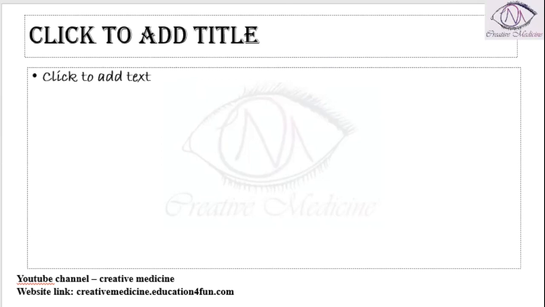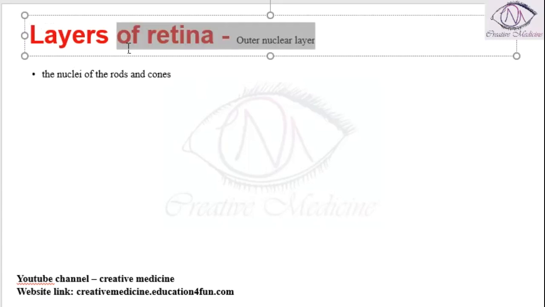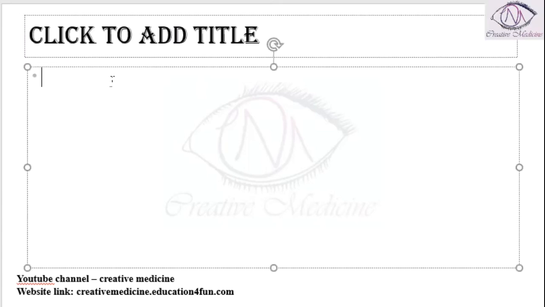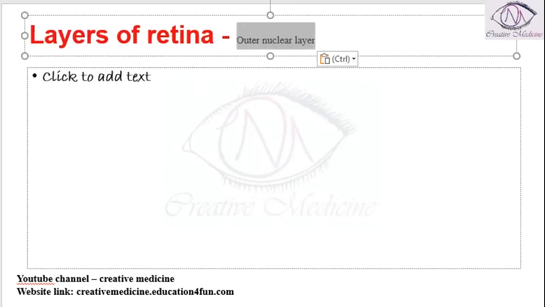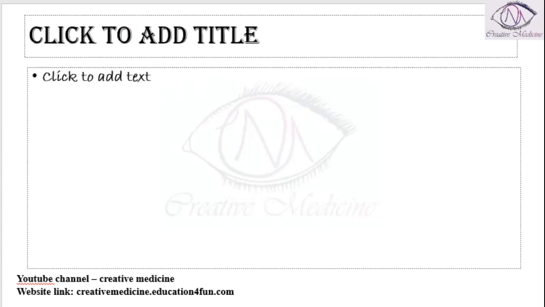Then we have the outer plexiform layer. In the layers of the retina, the outer plexiform layer contains the synapses of rods and cones with horizontal, bipolar and Muller cells or amacrine cells.